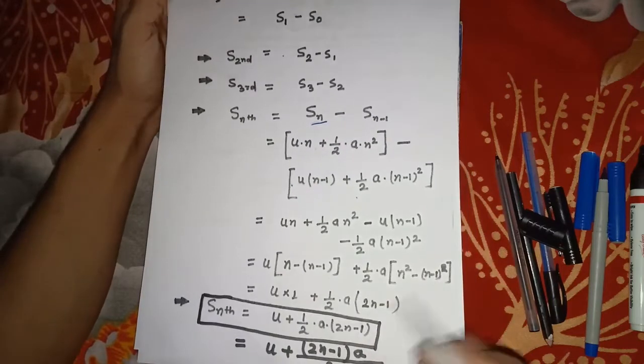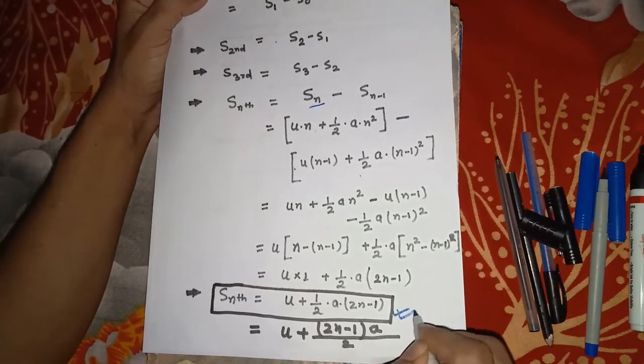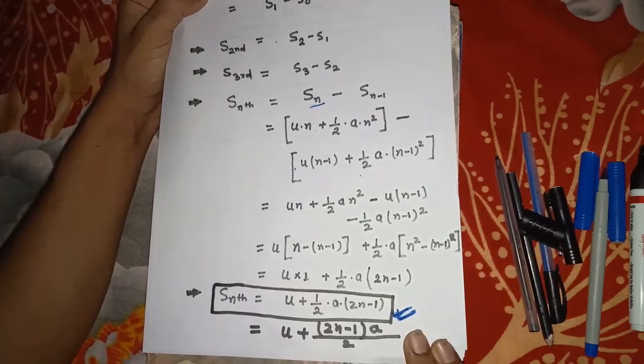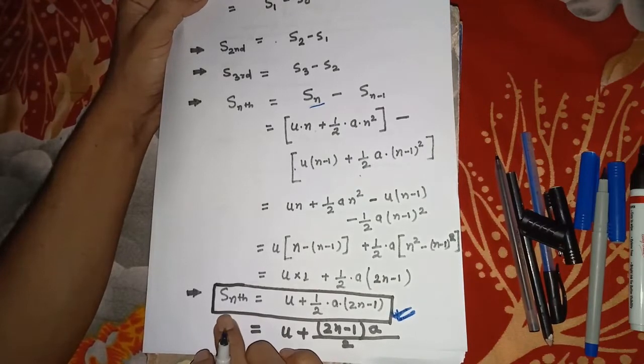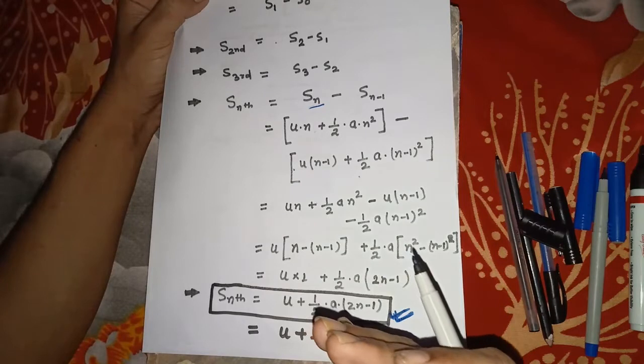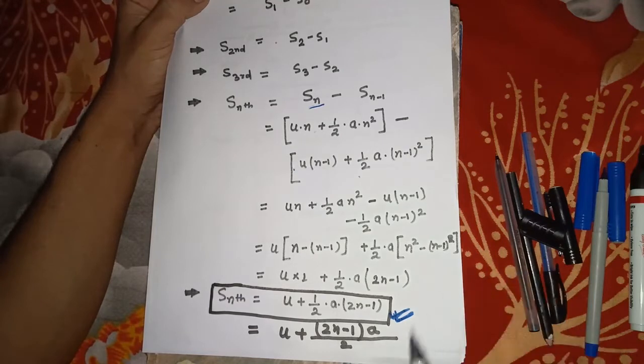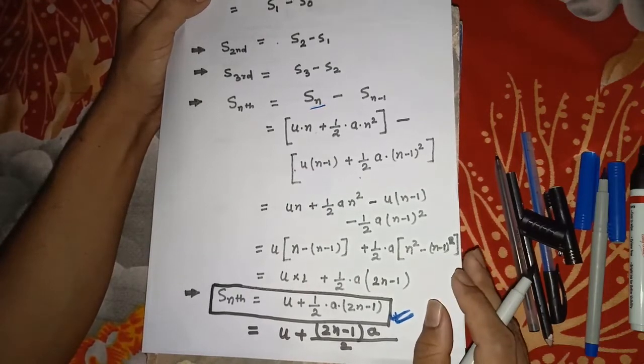If you solve it, you can get the expression which is very important for you. The displacement during the nth second is u plus half a into 2n minus 1, or you can say it is u plus 2n minus 1 into a by 2. If you encounter a problem in which you have to find out the displacement in the second second, replace n by 2 and put the value of a and u, you can get the result easily.